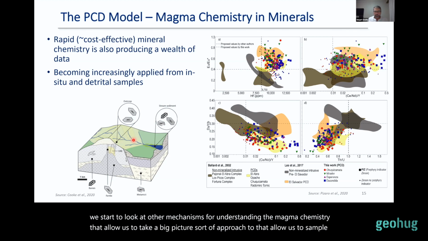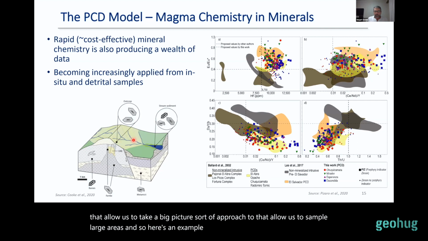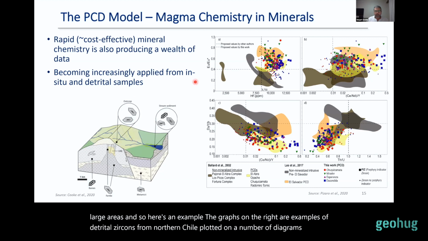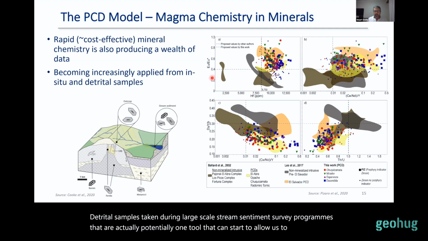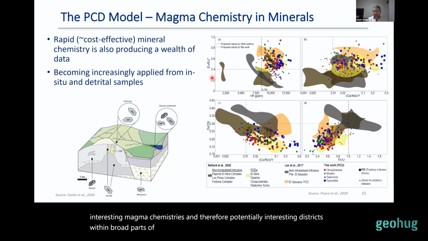And so here's an example. The graphs on the right are examples of detrital zircons from northern Chile, plotted on a number of diagrams that will be quite familiar to many people, particularly the Europium star diagram. But the critical thing here is that these are detrital samples taken during large-scale stream sediment survey programs that are actually potentially one tool that can start to allow us to predict interesting magma chemistries and therefore potentially interesting districts within broad parts of much larger arc segments.